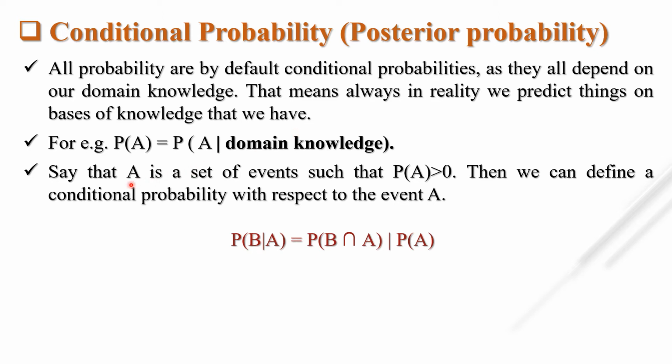Say that A is a set of events such that it is not false. That's why here it is written probability of A is greater than 0. Then we can define a conditional probability with respect to the event A. That is, probability of B with respect to event A is equal to probability of B intersection A upon probability of event A. So this is the conditional probability.